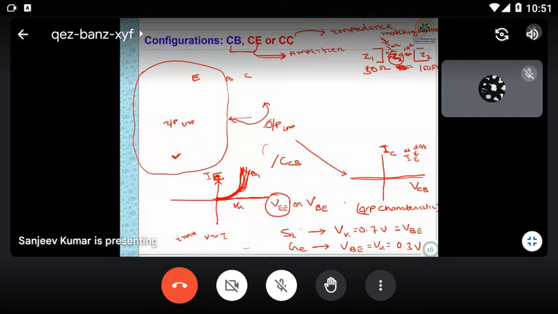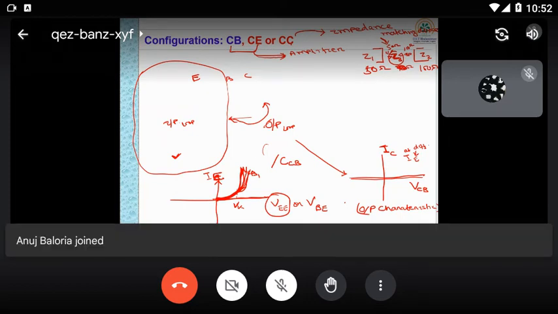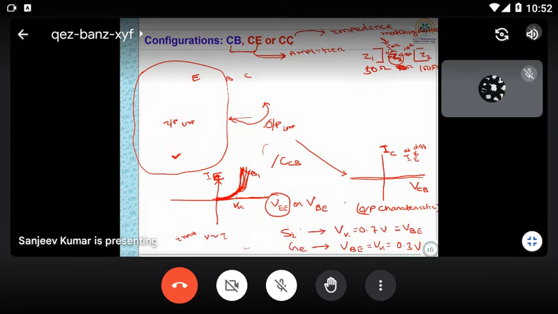Can you repeat why common collector is used for impedance matching? So already I told, for a particular application, you can see two different impedance levels are there. For example, Z1 I have taken 50 ohm, and Z2 I have taken 100 ohm. Now already you know, for communication purpose or any signal you want to transfer from one impedance level to another impedance level, maximum power transfer can happen when both impedances are matched.